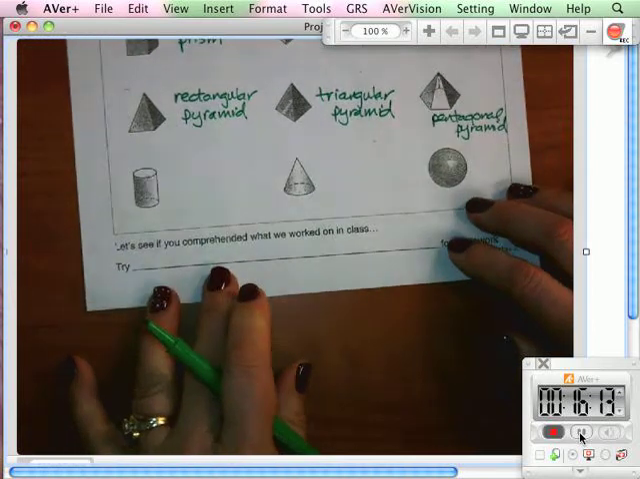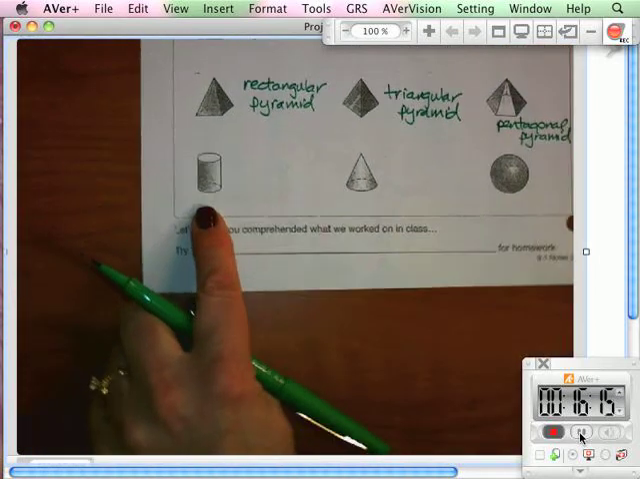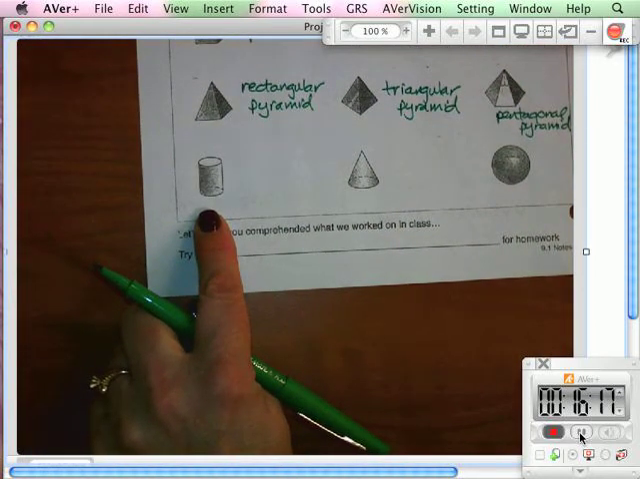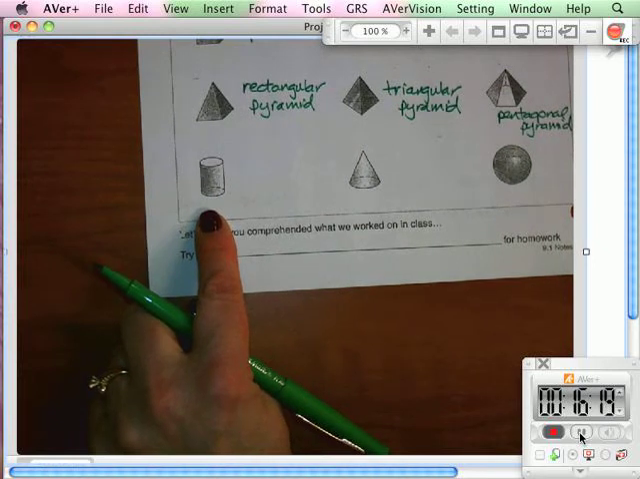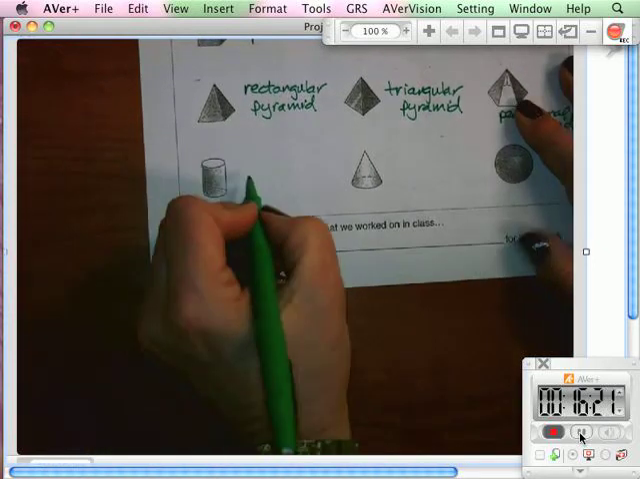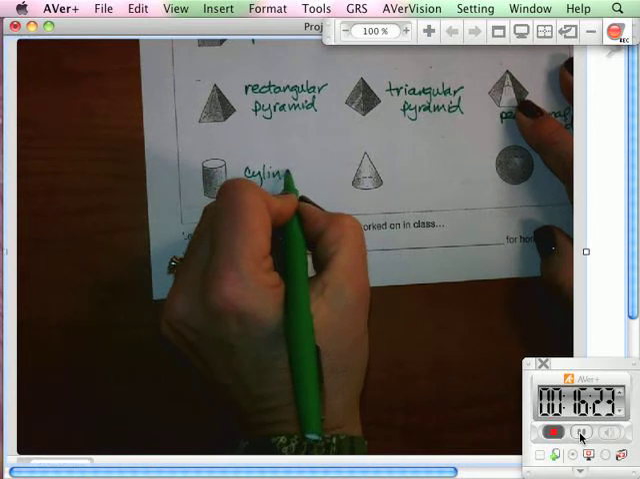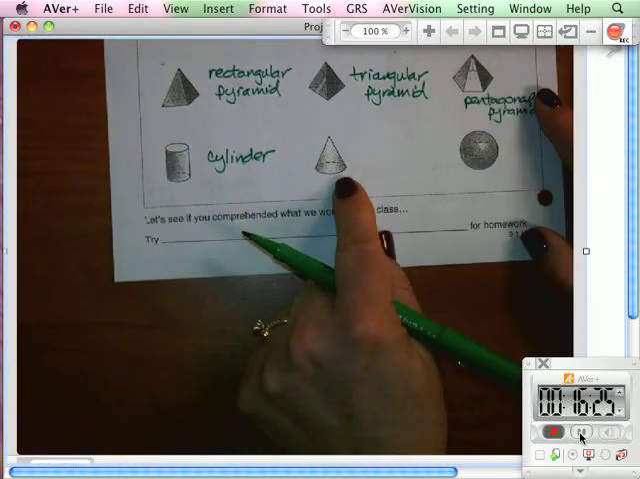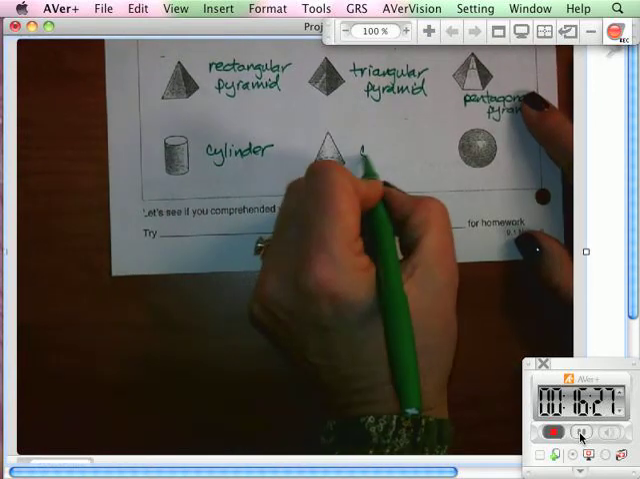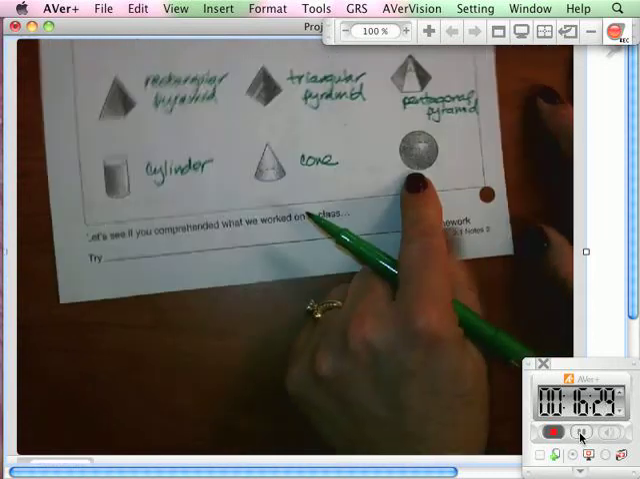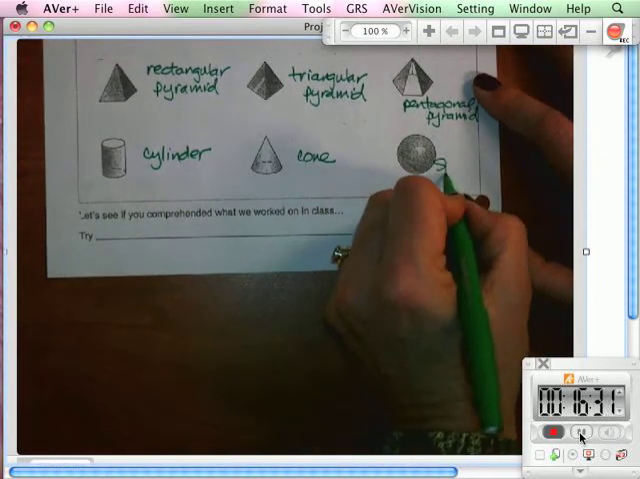Is this a polyhedron? No, because not all the faces are polygons. It's called a cylinder. What's this one called? Cone. And a sphere. Planet Earth.